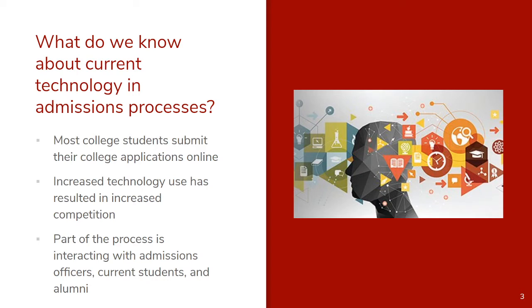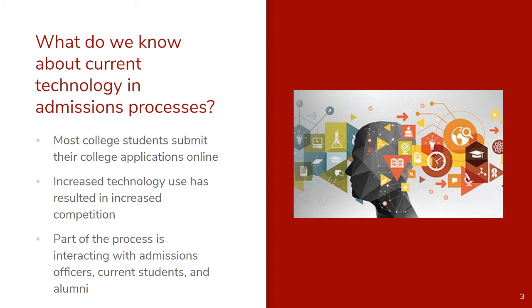So what do we know about current technology and admissions processes? So we know that most college students submit their college applications online. That's pretty standard. I did it, you did it, I'm sure a lot of people around you did it. The increased technology use has resulted in increased competition. So as more students have the ease of applying to institutions online, there's more competition because there's just more applications to go around, and they can't accept everyone.